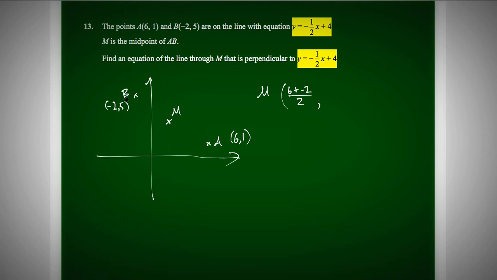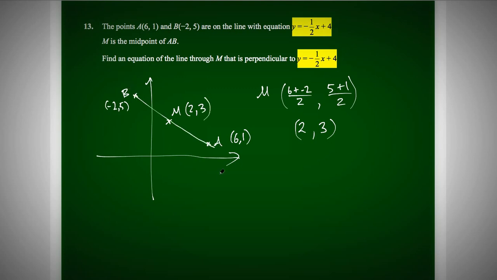And in terms of y, I'm going to add those two. You can just use common sense for this if you're not sure about using some kind of formula or method. Just counting in between these will give you the right answer. So that gives me 6 minus 2, that's 4 over 2, which is 2. And 5 plus 1 is 6 over 2, which is 3. So M is at (2, 3).